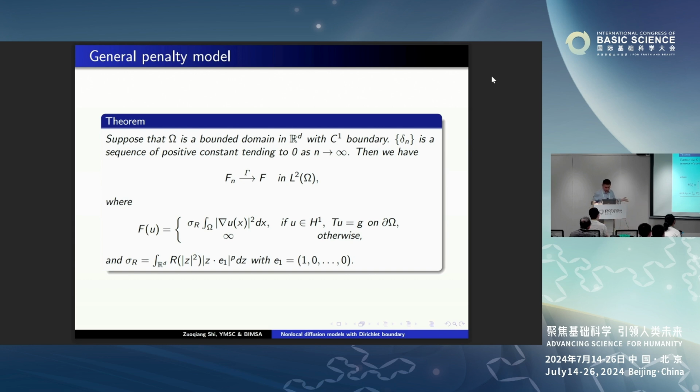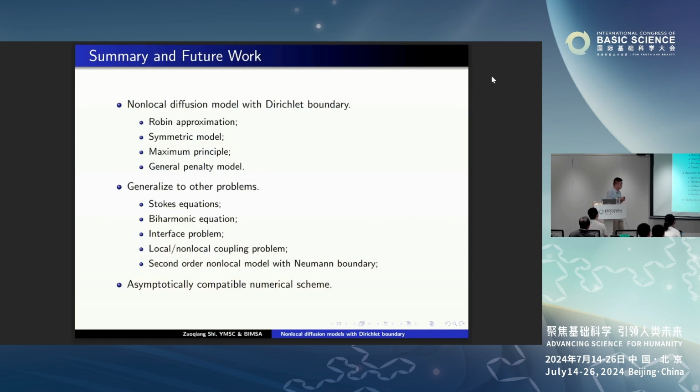Okay, this is another discussion, a discussion on another direction of this nonlocal model. Okay, at last, let's make some conclusion. In this talk, I just introduced many different kinds of nonlocal models.